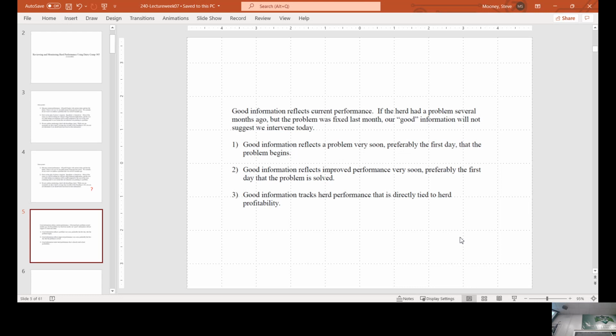We're looking for things that reflect improved performance, hopefully the first day it happens. And we'd like to track things that are going to make the herd more profitable, keep those animals around, show us where we as managers are screwing up, not providing the cows with what they need.